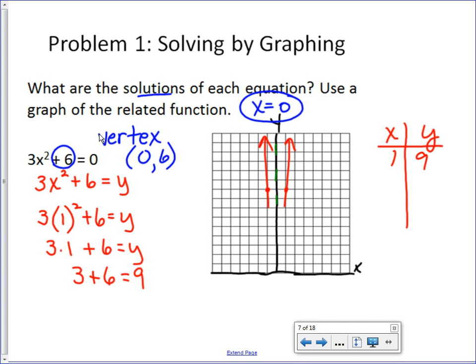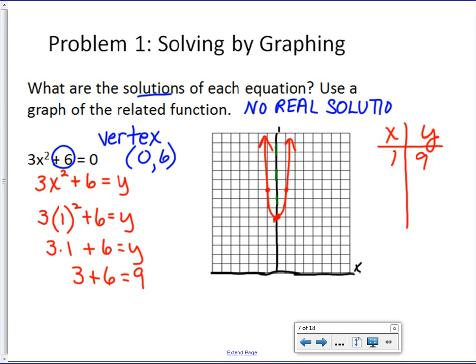0, 1, 2, 3, 4, 5, 6. My vertex is right here. All right, so here's what we need to say on this one. Our solution is not x equals 0. Our solution is no solution. There is no real solution that will make this quadratic equation work.